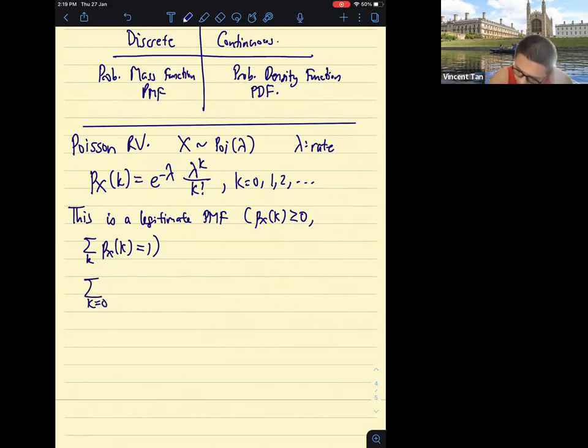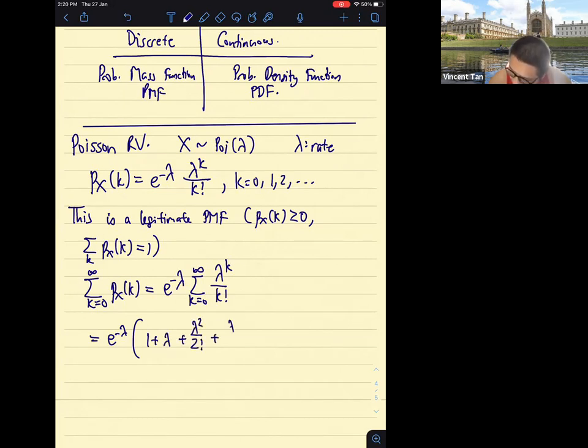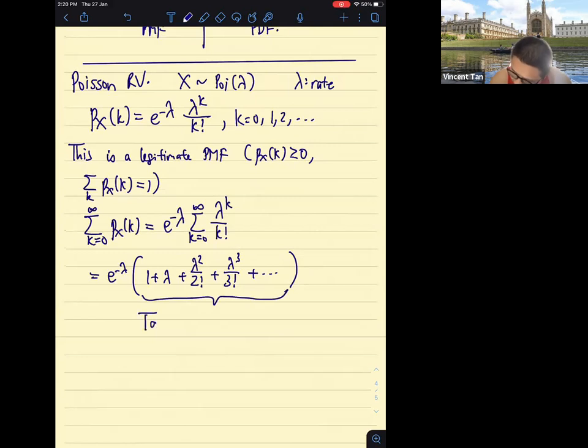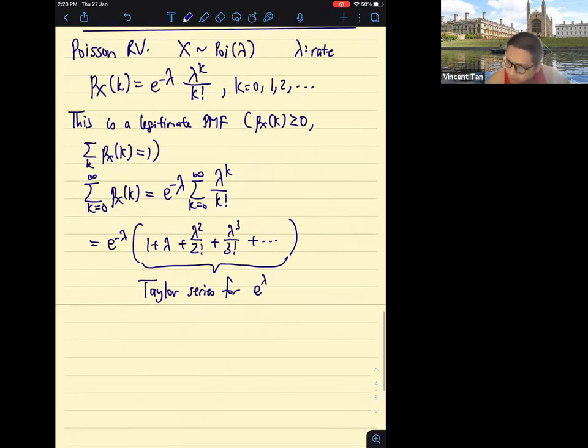So the summation over k from 0 to infinity of p_X(k) is equal to, well, we can bring the constant e to the minus lambda outside, times the sum for k running from 0 to infinity of lambda to the k over k factorial. Now, some people know what a Taylor series is, some people do not, but never mind. This very strange object can be written as follows: 1 plus lambda, plus lambda squared over 2 factorial, plus lambda cubed over 3 factorial. And if you know it, good. If you don't know it, I'm not ever going to test you, but this is the Taylor series for e to the lambda, okay? There's such a thing called a Taylor series that I actually teach in the math department properly, but we don't need to know it here. So what you're left with is e to the minus lambda times e to the plus lambda, which is equal to 1. So this is a legitimate PMF.